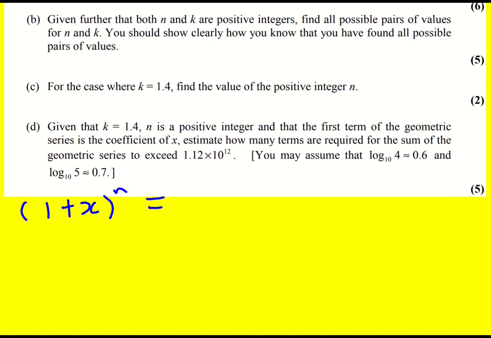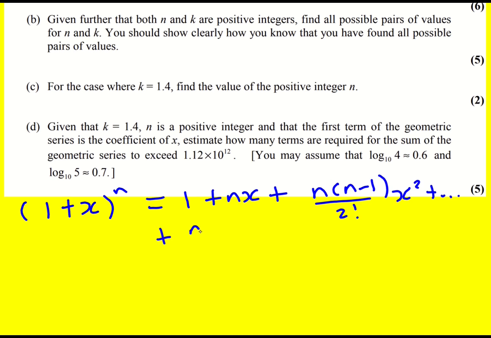where n could be a fraction or negative or anything, is 1 + nx + n(n - 1)/2! x squared, and you just keep going. Let me put one more in: you then have n(n - 1)(n - 2)/3! x cubed, plus so on. Try and learn that, because that's essential for this question, because then you can just extend it.